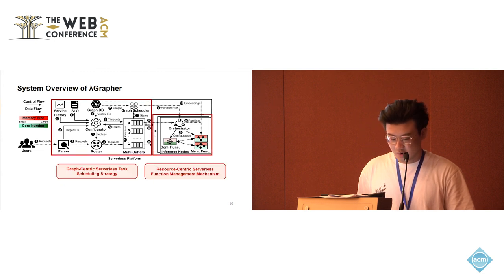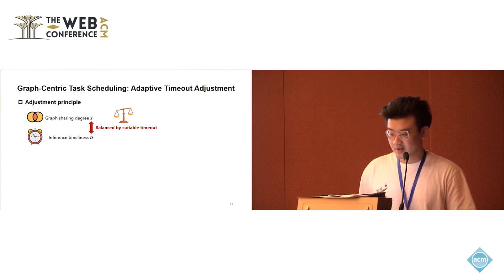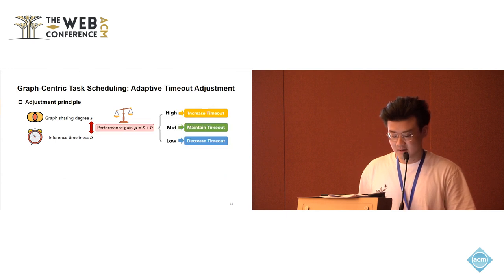In the following, we will focus on the graph-centric serverless task scheduling strategy and the resource-centric serverless function management mechanism. The timeout is a key factor for the trade-off between graph sharing degree and the inference timeliness. Too small a timeout brings few benefits from graph sharing, while too large a timeout delays the inference. We propose a metric mu to weigh the performance gain.